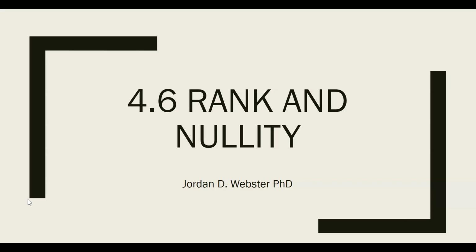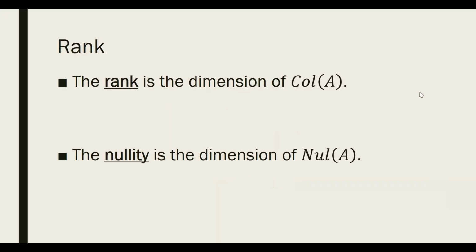In section 4.6, we're going to talk again about rank and nullity. Now, if you remember from the last section, we know that rank is the dimension of the column space of A, and we know that nullity is the dimension of the null space of A for some matrix A. So rank is the dimension of the column space, nullity is the dimension of the null space.